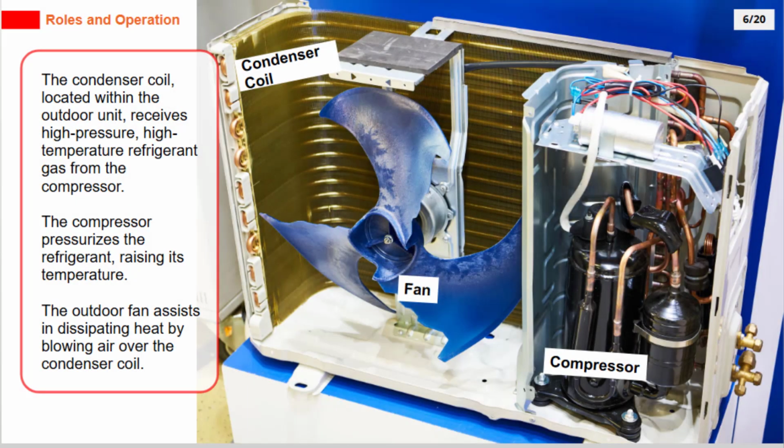The condenser coil, located within the outdoor unit, receives high-pressure, high-temperature refrigerant gas from the compressor. The compressor pressurizes the refrigerant, raising its temperature. The outdoor fan assists in dissipating heat by blowing air over the condenser coil.